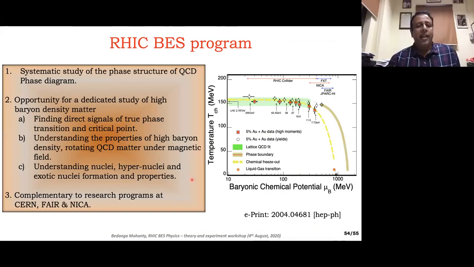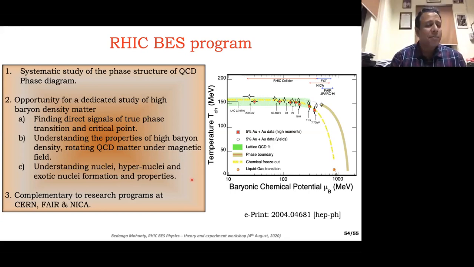So I will end by saying that the beam energy scan program has provided a systematic study of the phase structure of the QCD phase diagram. There is still some amount of work to be done, which will be achieved through phase 2: looking for the signatures of the true phase transition or critical point, understanding the properties of high baryon density, rotating QCD matter under magnetic field, and of course, some interesting results are expected on nuclei, hypernuclei and exotic nuclei formation and properties.